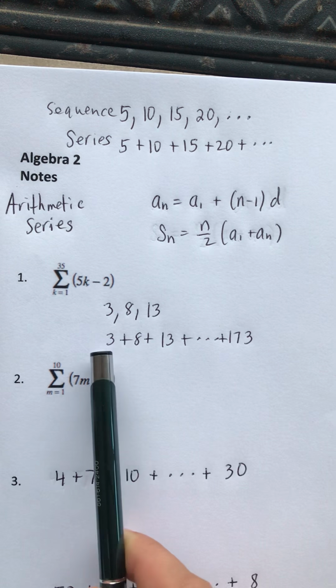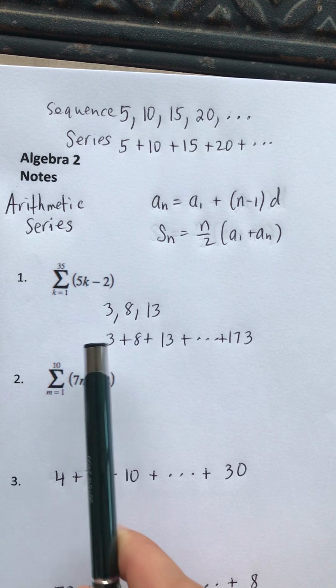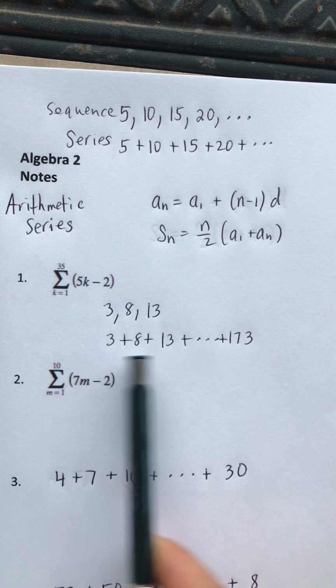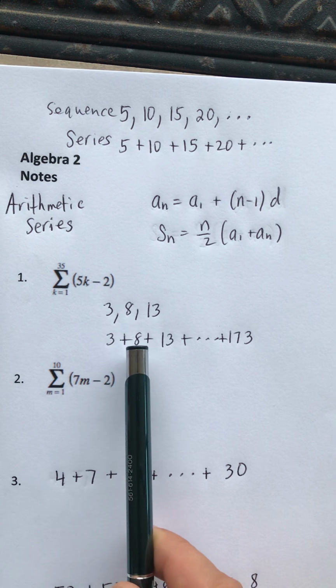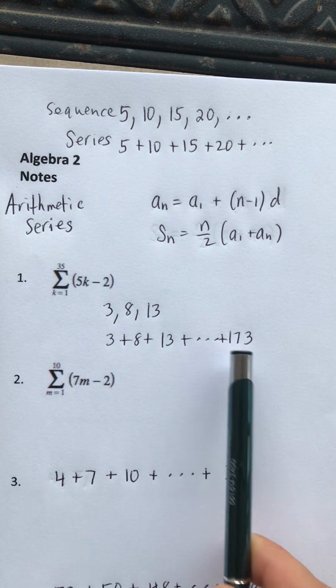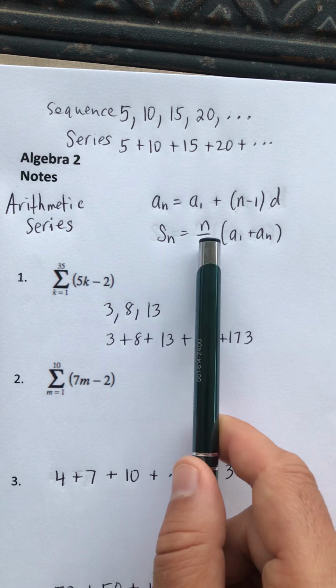being 173, but I want to add up all these numbers. We're adding 35 numbers together. But we don't have to sit there and actually put them into the calculator. We don't have to do 3 plus 8 plus 13 plus all the way to 173. We don't have to do that. We can use this formula.